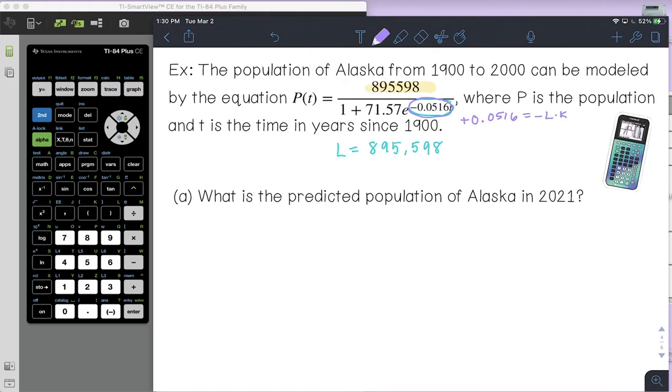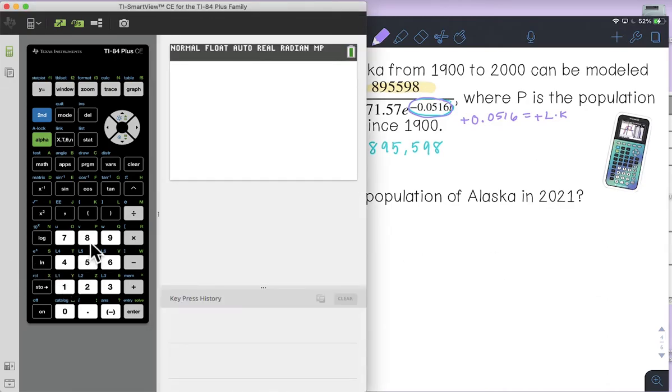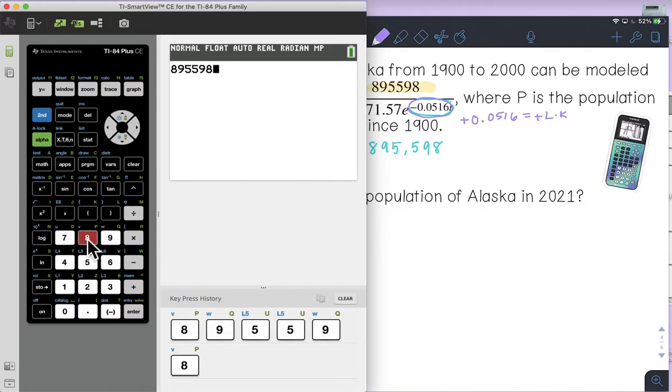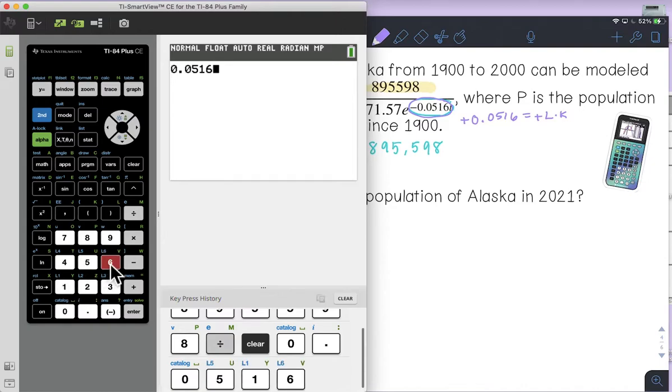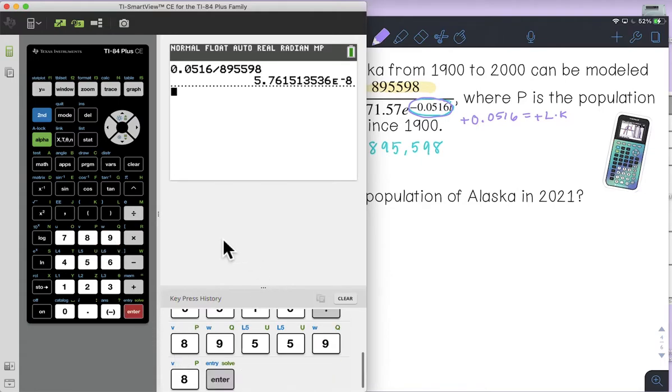So I can take out the negatives there, and then I know what L is, so I'm going to go over to my calculator and do 895,598, nice little palindrome there, divided by... I have it the other way around. Whoops, clear that. It should be that K value, 0.0516 divided by L, which is 895,598. Double check that I typed that in right. Yep. And we get that number.